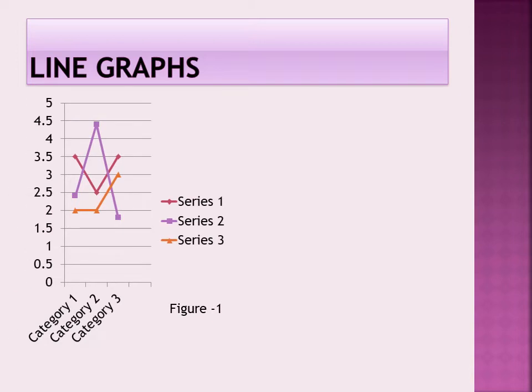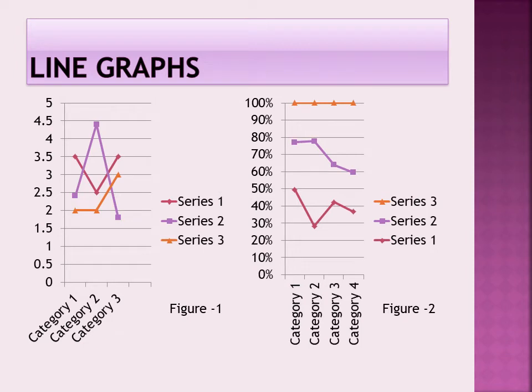Then come line graphs. See in figure 1 a line graph, and also another figure, another line graph. If you look at the lines, you can see how they are presented. There are ups and downs, and some lines go straight and then fall down, then again go up. So this is how line graphs are presented.